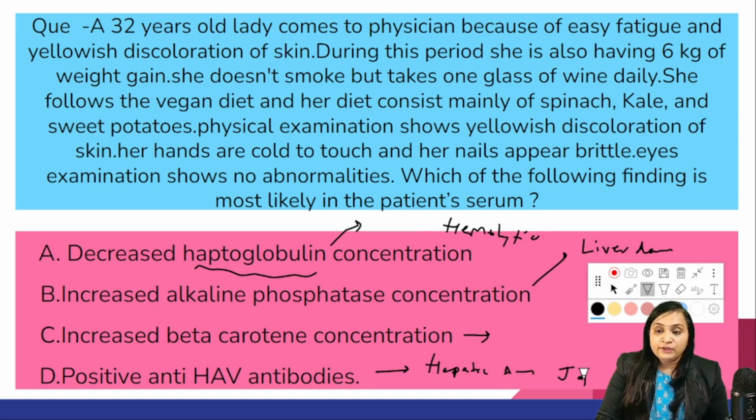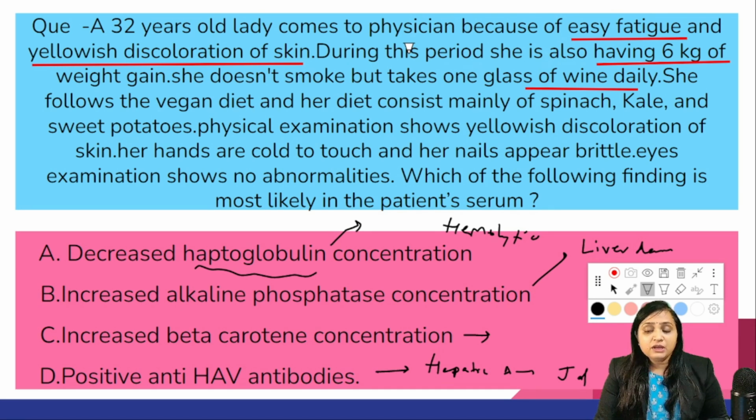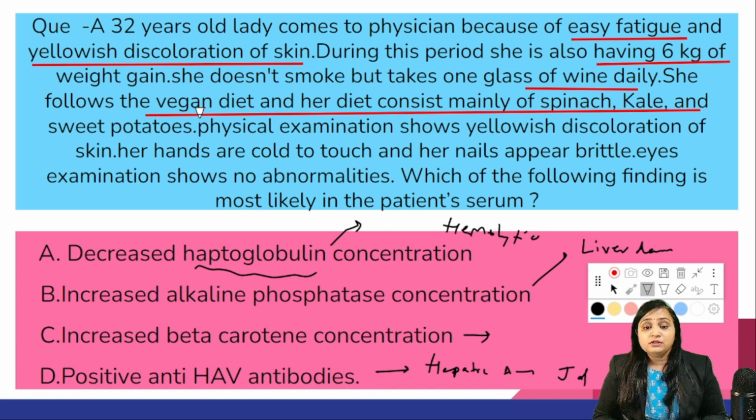Okay, so now we are going to discuss the symptoms. The first thing is having easy fatigue and yellowish discoloration. Second symptom is having a 6 kg of weight gain. She doesn't smoke, but she takes 1 glass of wine daily, which is not that significant pertaining to this case. But here is the important clue, that she follows the vegan diet, and her diet is very much rich in all these 3 things, and all these 3 things are a very high source of carotene.